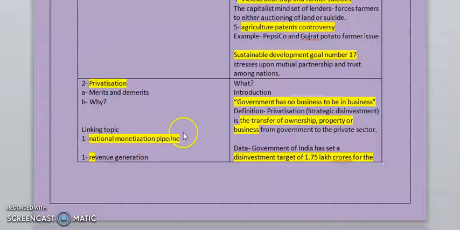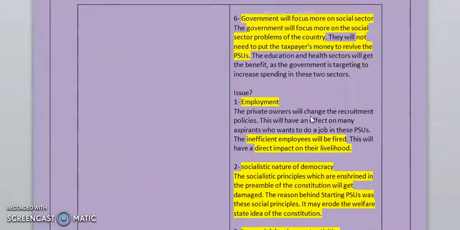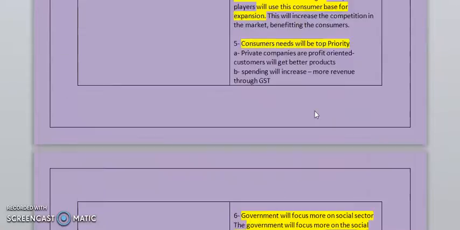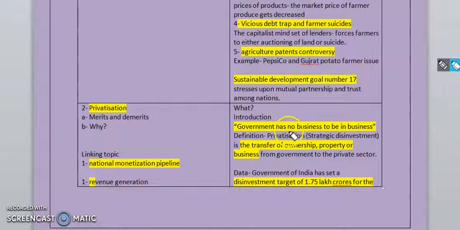So first, this is privatization. We are going to do a total SWOT analysis today: why privatization, what the issues related to privatization are, and at last a conclusion. So let's see. We will start with the introduction.